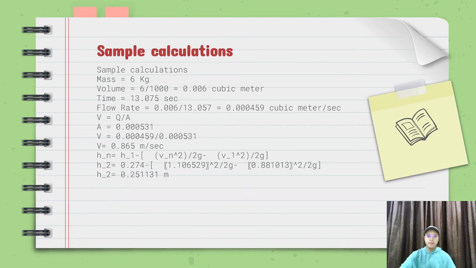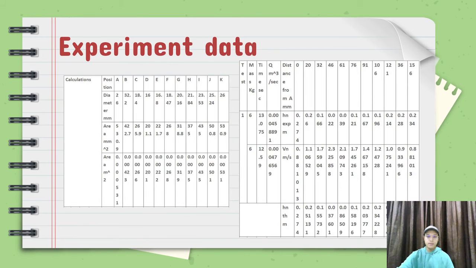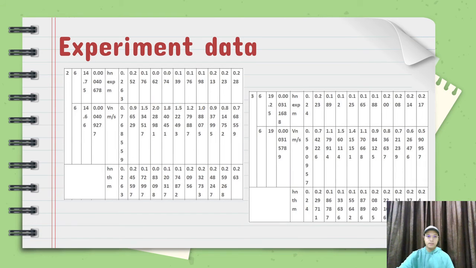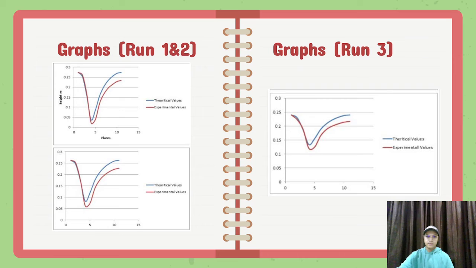And here's the sample calculation using the formula given in the theory in the slides before. And here's the experiment data. Here's the first run. This one is for the second run, and then the third run. And this is the graph for runs 1 and 2 on the left side and run 3 on the right side.